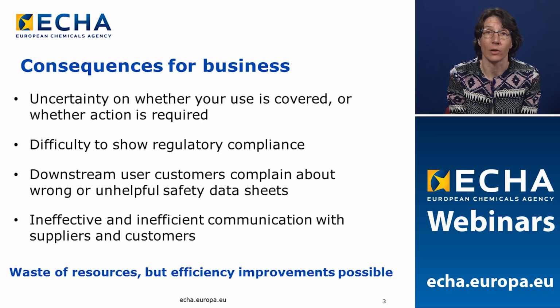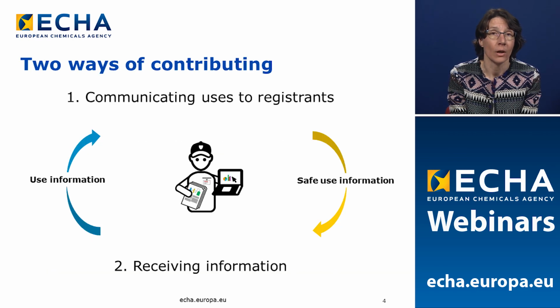Altogether, communicating with your customers and suppliers on these issues will require an awful lot of resource that could be better used to deal with your core business activities. In other terms, the overall business consequence is a waste of resources. But luckily, improving the efficiency is possible, and as a downstream user, you can contribute to the improvement in two ways. The first way has to do with how you communicate information on your uses up the supply chain to the registrant. And the second way with how you react when receiving an extended safety data sheet.